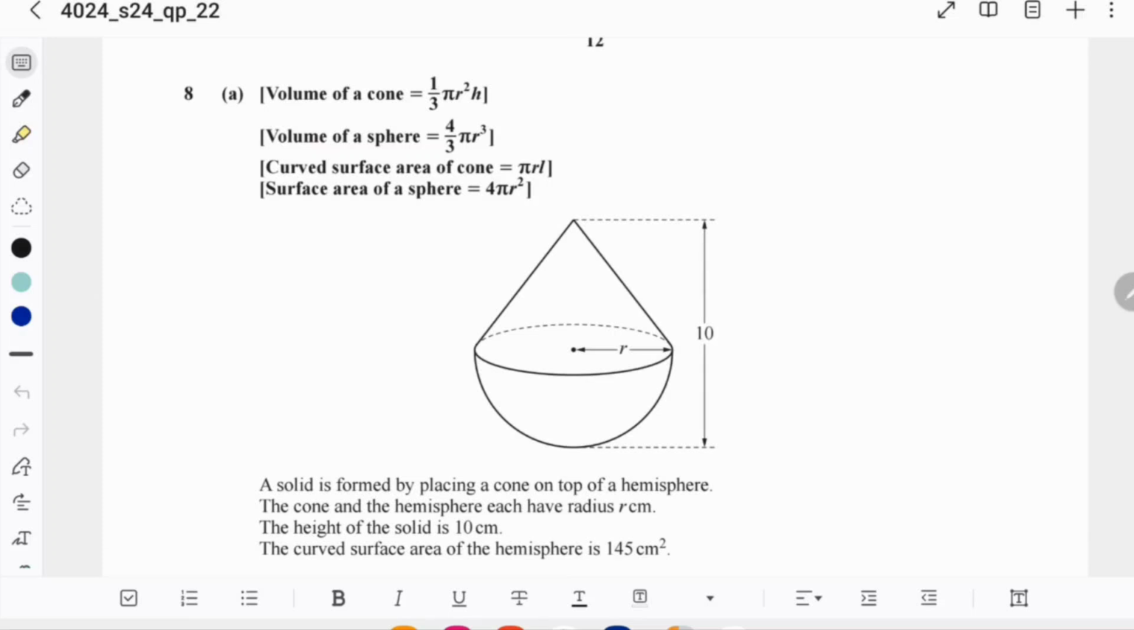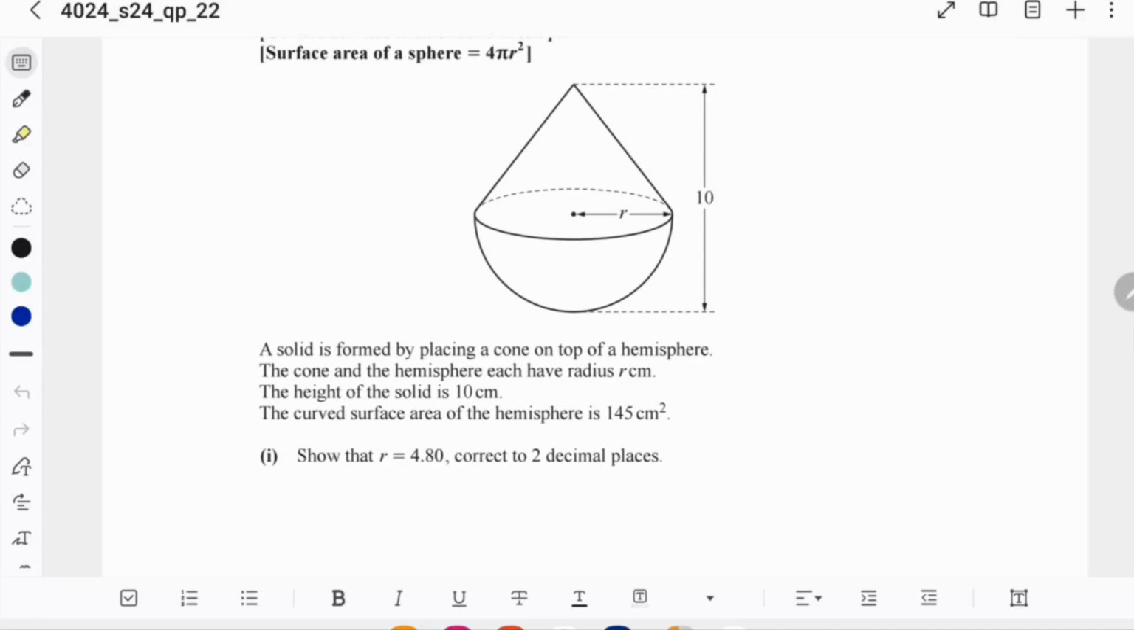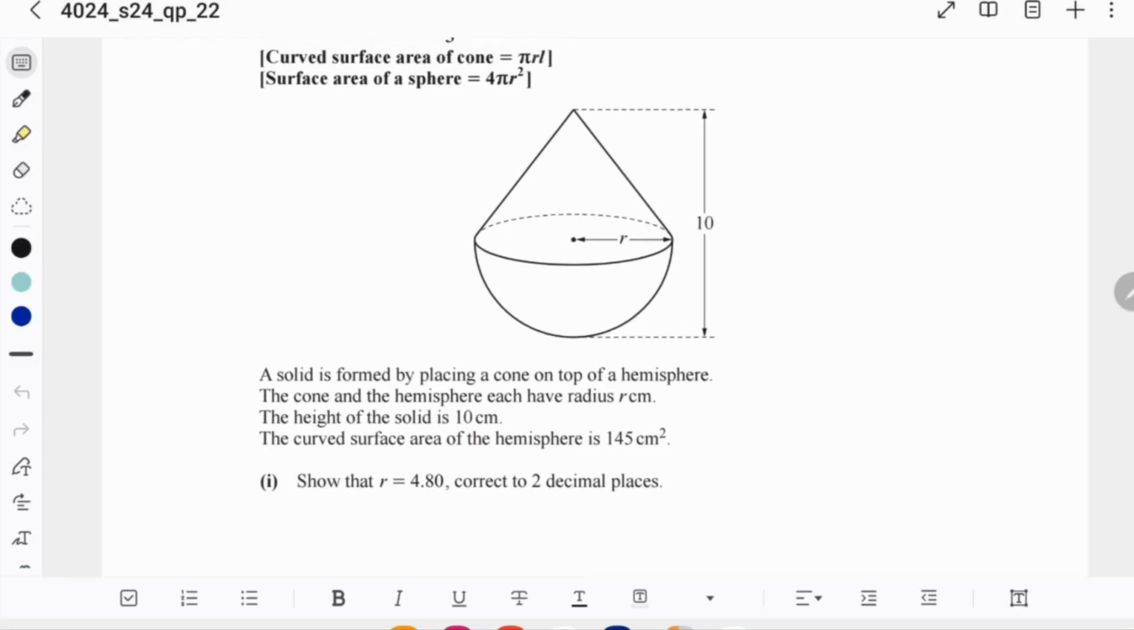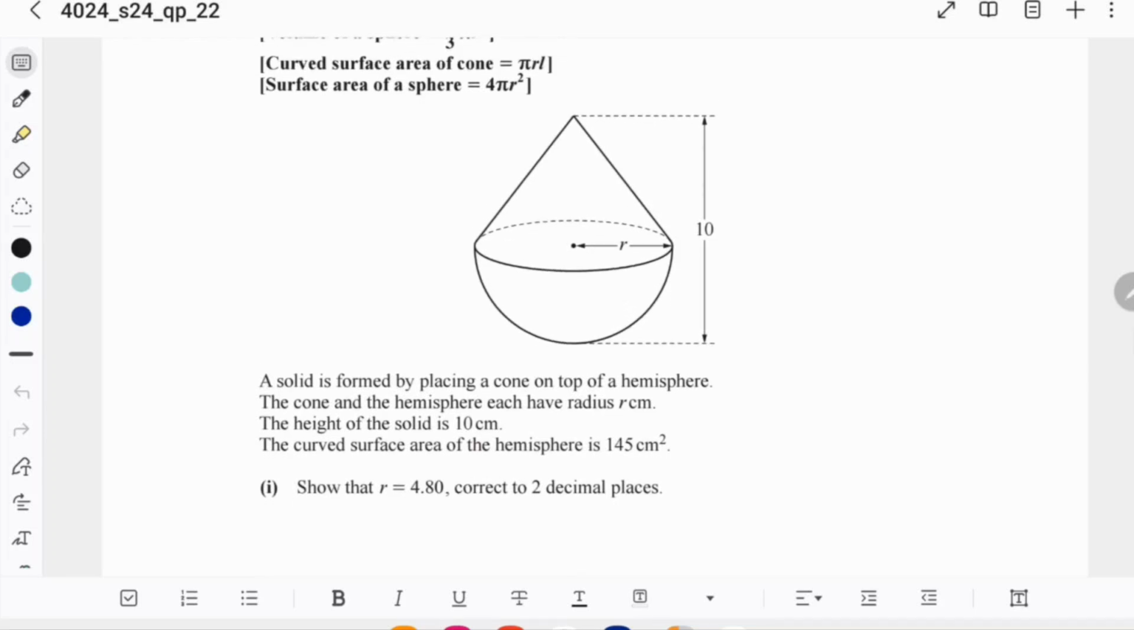We can see it's a composite shape in which the cone and the hemisphere are joined together. A solid is formed by placing a cone on top of the hemisphere. The cone and the hemisphere each have the radius r. The height of the solid is 10. The curved surface area of the hemisphere is 145 square centimeters. We know that the surface area of the sphere is 4 pi r squared. Then the curved surface area of the hemisphere will be 2 pi r squared, because it's half of the sphere. Here we need to find the radius. We have to show the radius is 4.80.